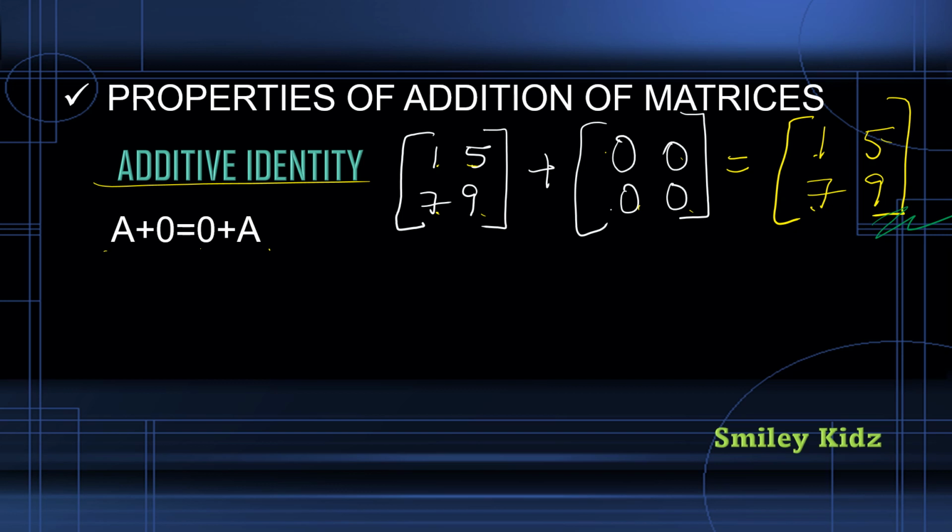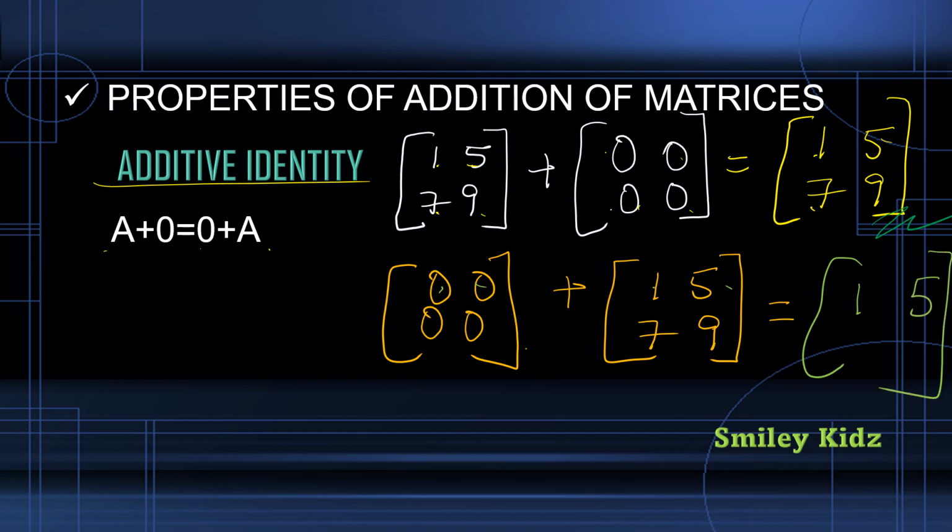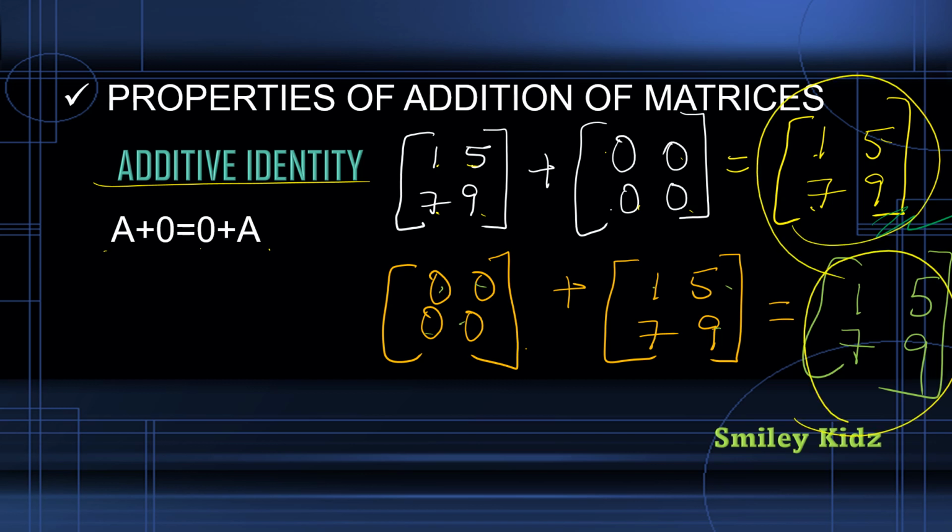Now I'm going to change the order. I'm going to say 0, 0, 0, 0 plus 1, 5, 7, 9. If I say this, it's still going to be the same. Let's look at how. 0 plus 1 will give you 1, 0 plus 5 is 5, 0 plus 7 is 7, 0 plus 9 is 9. Now if you have a look at the results that we have, they are simply equal. So this is the additive identity of addition of matrices.